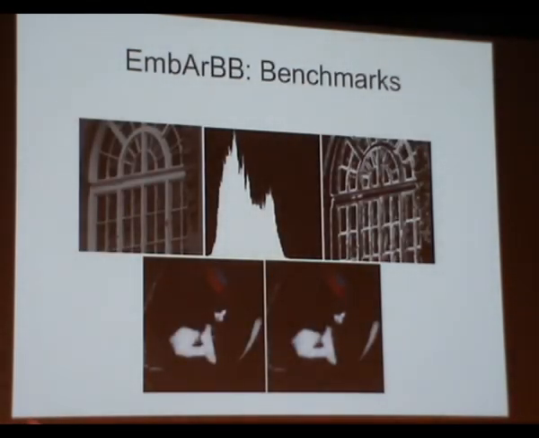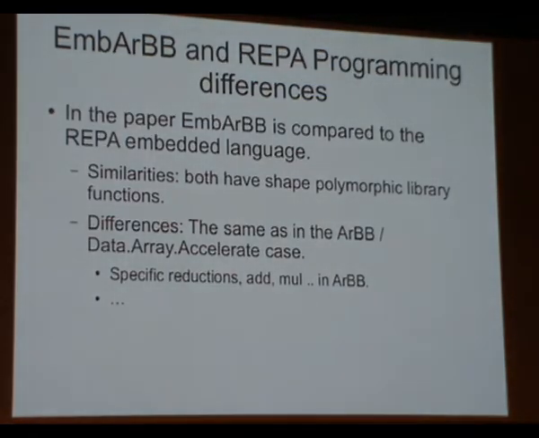Okay, in the paper we look at a number of benchmarks, and we chose to do image manipulation programs. So we compute histograms and edge detections, and this one is supposed to be more blurry than this one. Doesn't look like it from here almost, so image blur. And in all these cases we compared to the REPA library language.